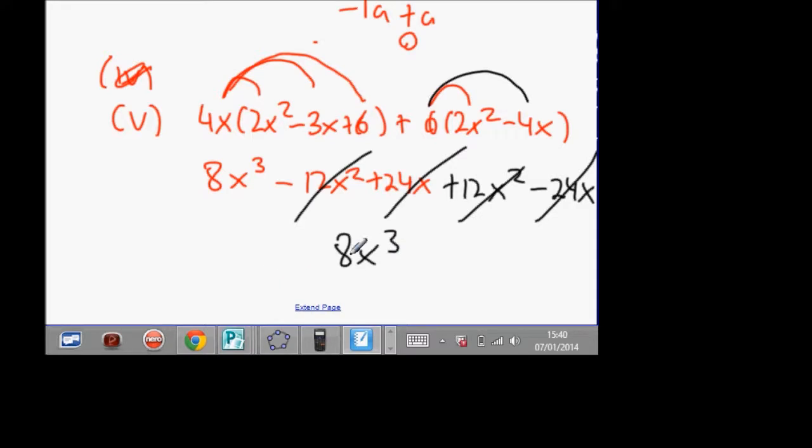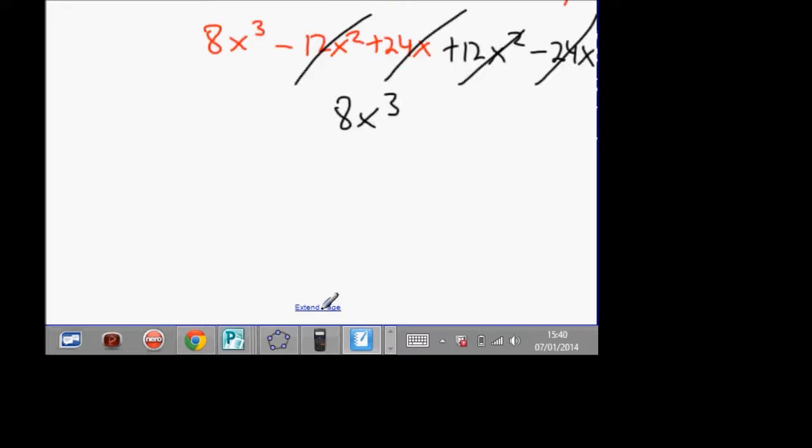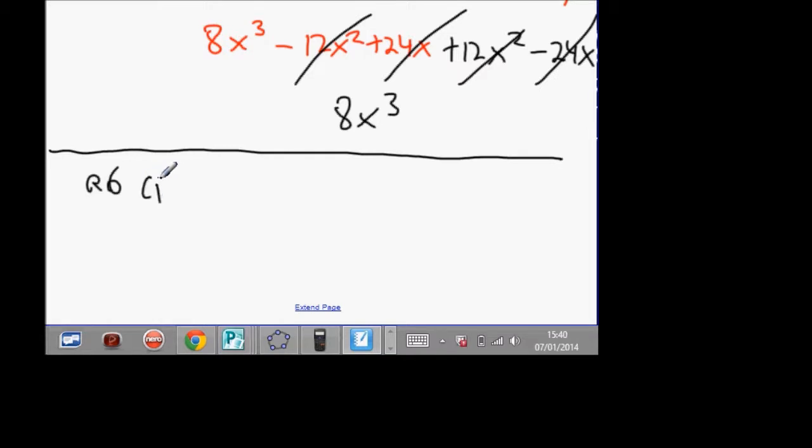Alright guys, next one. What we do is we're going to multiply out some brackets. I'm not going to do them all. I'm just going to do question 6, parts 3, 4 and 5, okay?